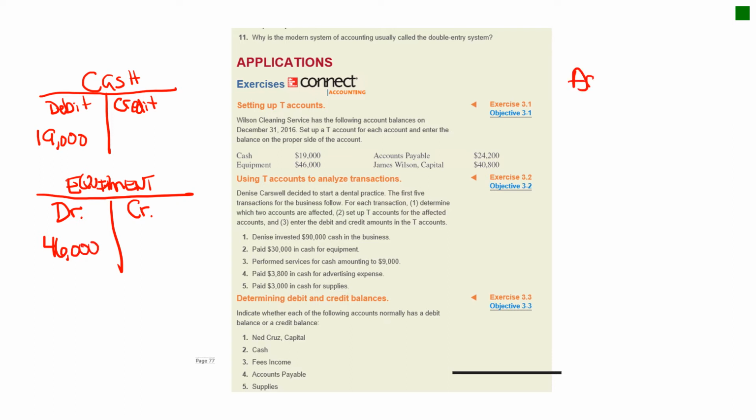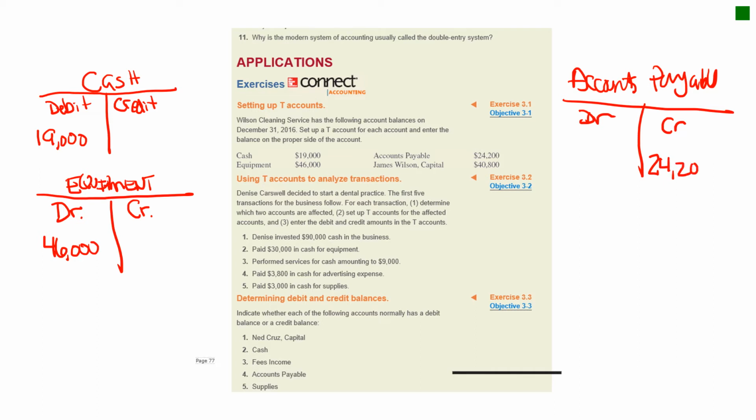Then I'm going to put accounts payable over here. I'm going to write that out. Here's my T account, and again, debit, credit. Because accounts payable is a liability, the rule for liabilities is liabilities always increase on the credit side. So I'm going to put the balance of $24,200 on the credit side. And then finally for capital, capital is part of equity, and if you recall, equity always increases on the credit side. So that $40,800 goes on the credit side.